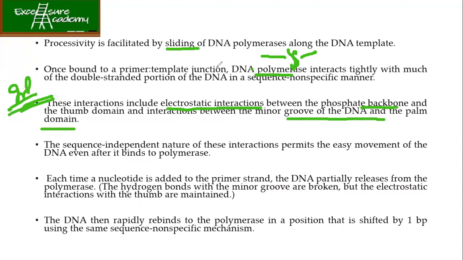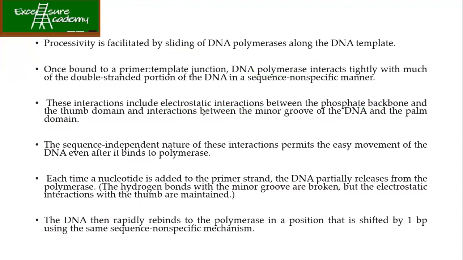So what we are saying is that the interaction between the DNA polymerase and DNA includes electrostatic interactions. ठीक है? Now किस किस के बीच में हो रहा है? Phosphate backbone of DNA and the thumb domain of the polymerase, and minor groove of the DNA and the palm domain. So there are two interactions which are taking place.